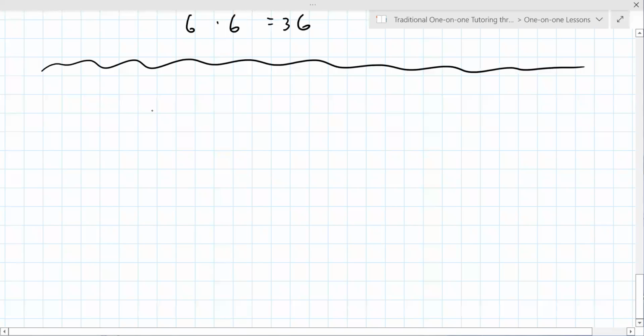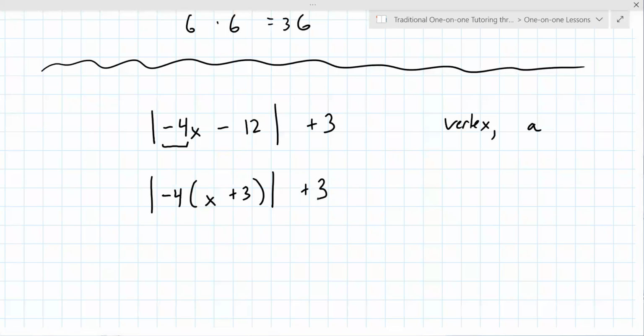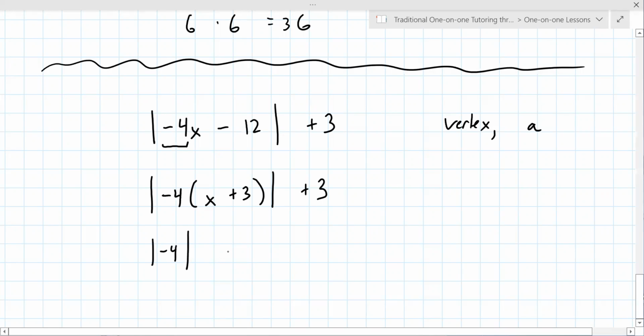So let's say I give you the absolute value of -4x minus 12, plus 3, and I ask for the vertex and the value of a. What you have to do is say, I've got a -4 in front of the x, so I'm going to factor that out first. And if it's a negative, it changes the sign of this here. It's still in absolute value. You probably haven't seen this before, but it would have helped us in some of those problems we were doing yesterday. You can now break this apart. So it's -4 absolute value x plus 3.